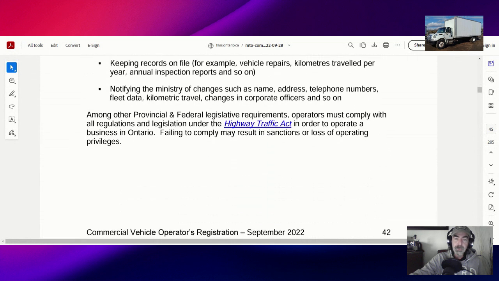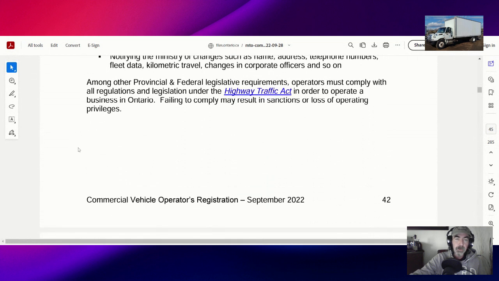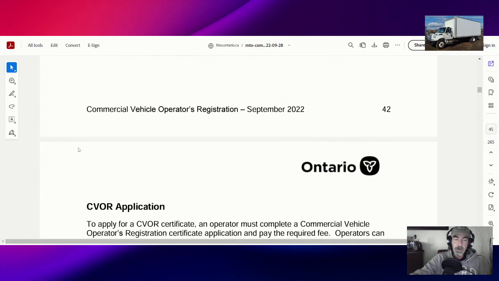Notifying the ministry of changes such as name, address, telephone numbers, fleet data, kilometric travel, changes in corporate officers, and so on. Among other provincial and federal legislative requirements, operators must comply with all regulations and legislation under the Highway Traffic Act in order to operate a business in Ontario. Failing to comply may result in sanctions or loss of operating privileges.